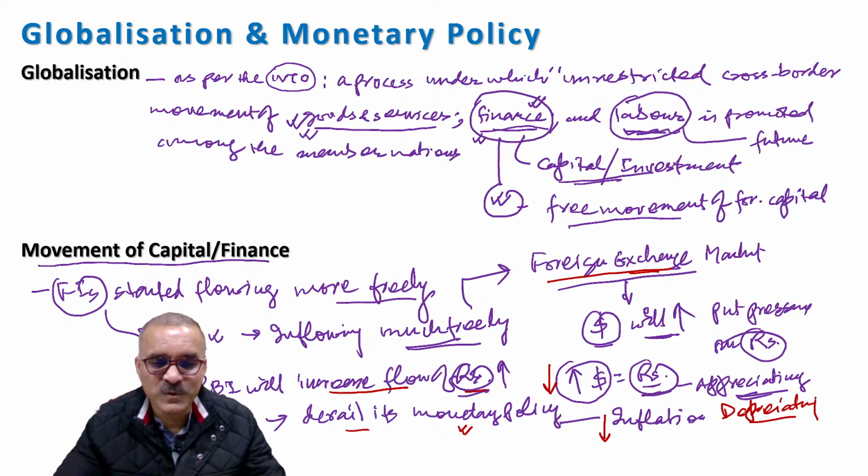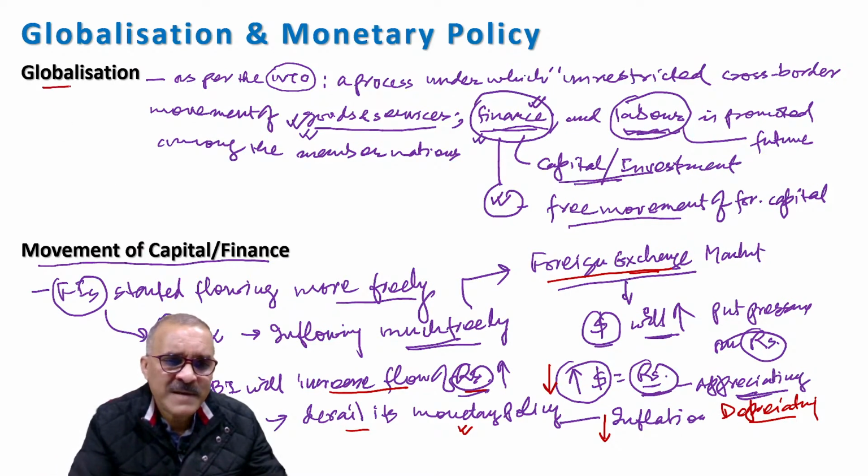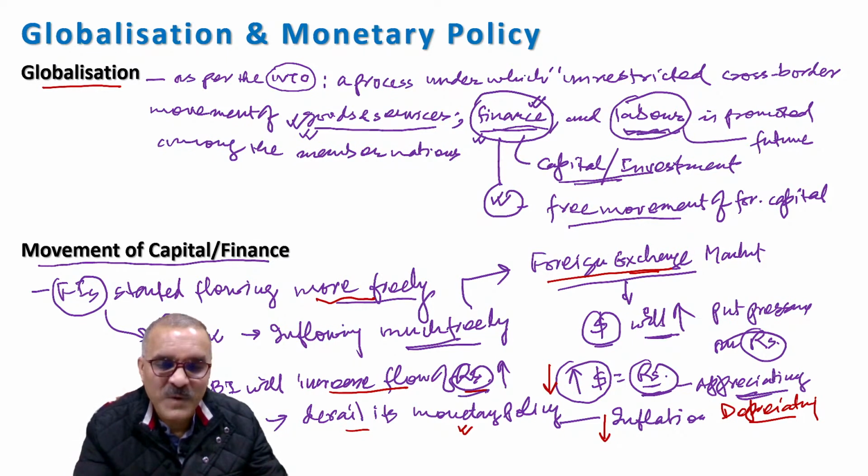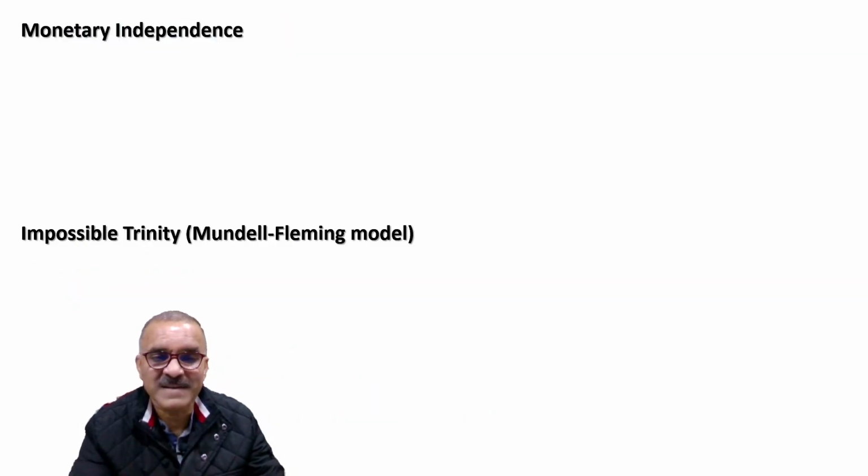What I actually wanted you to feel is that due to globalization, foreign funds can flow much more freely to all member countries, which might be occurring in the case of India also. Due to this, the RBI's control on monetary policy declines and gets diluted. This is the point, and this is the interconnection between globalization and the movement of capital and finance.